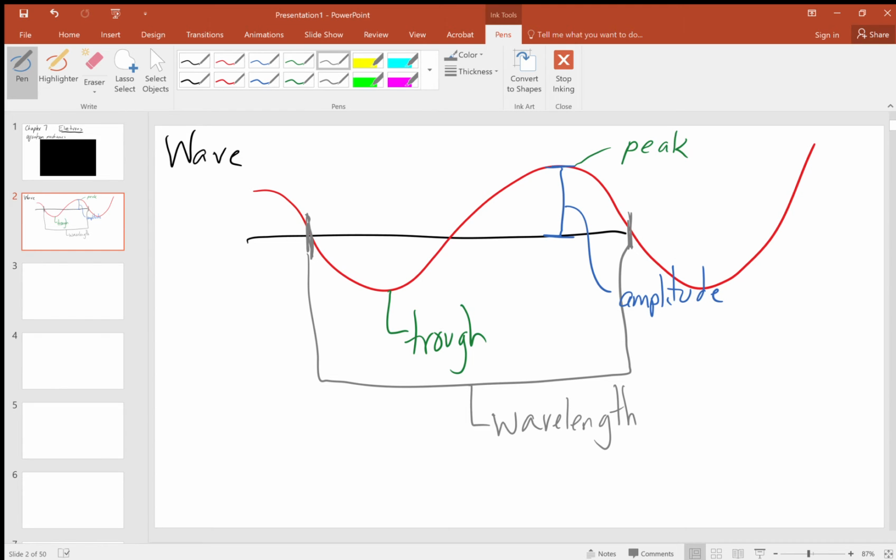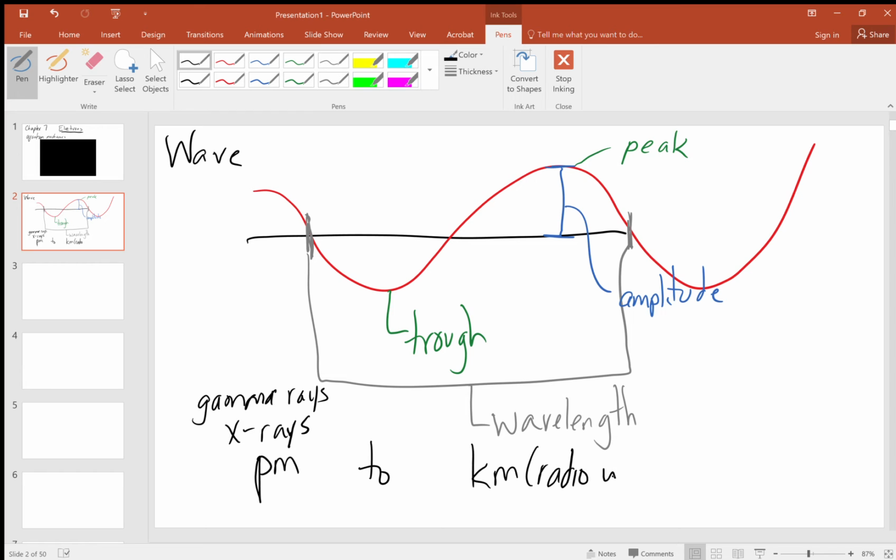And the wavelength determines what the light is. So wavelength can go anywhere from picometers all the way up to kilometers. When we're dealing with these very, very small ones like picometers, we're talking about things such as gamma rays and X-rays. And very, very long wavelength waves up in the kilometer range, these are most often associated with radio waves.